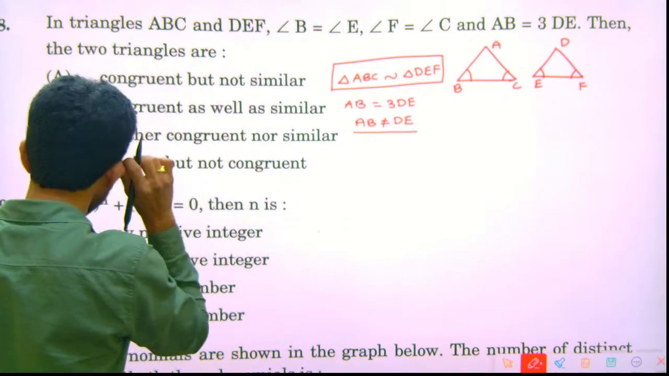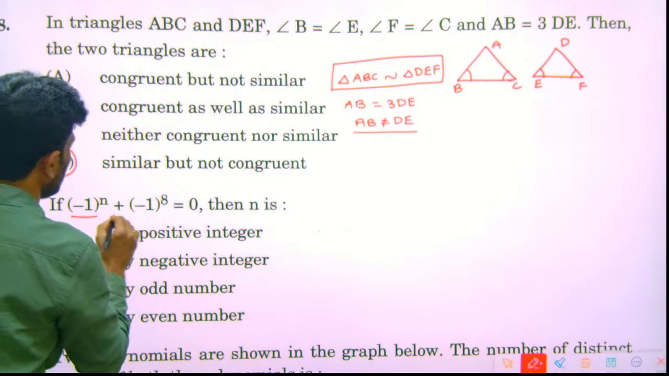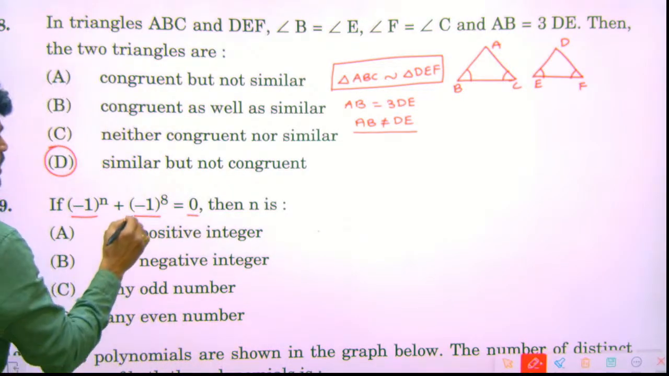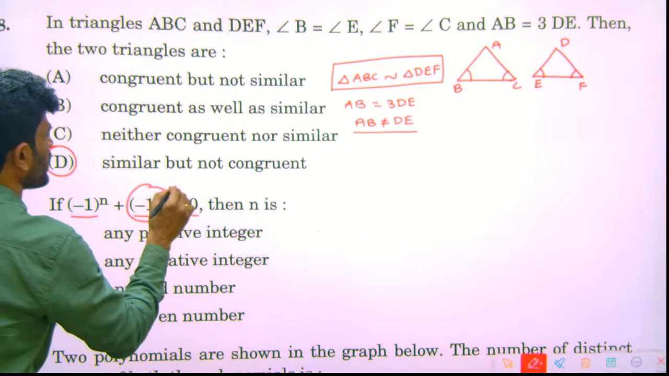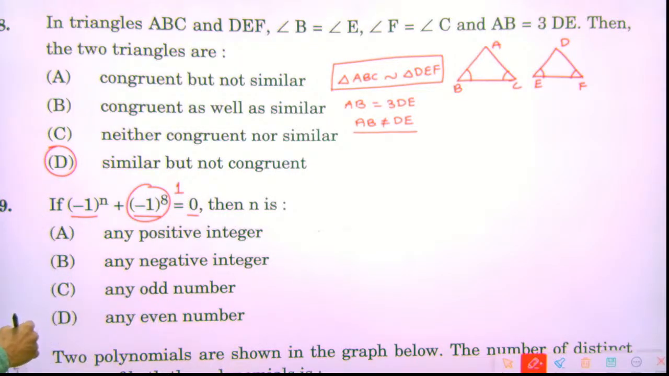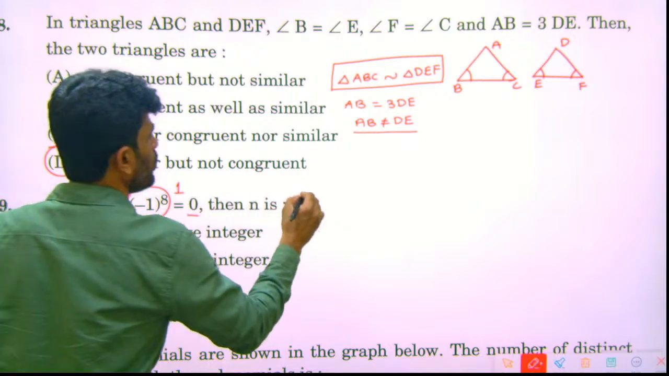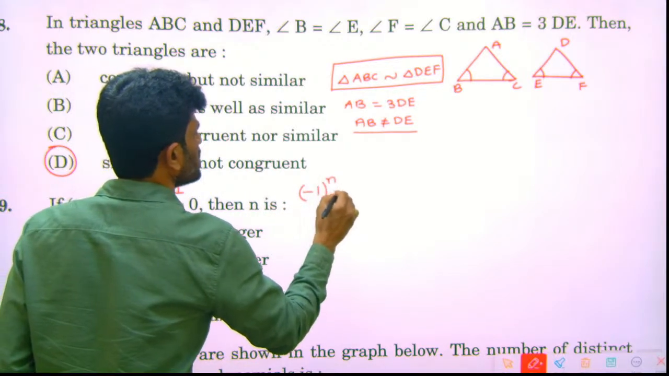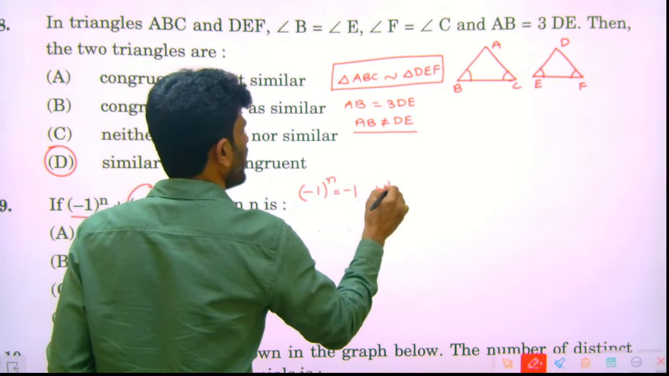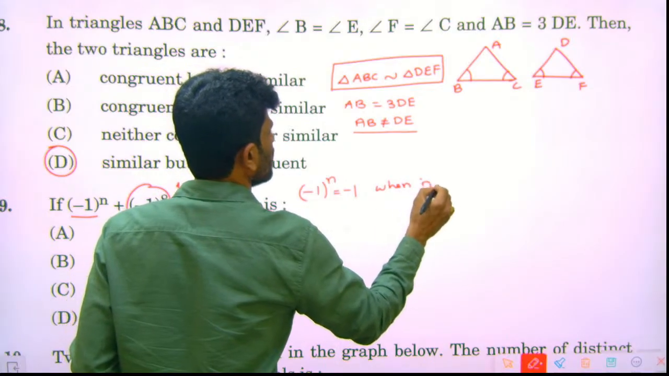Question number 9. We want this result to be equal to 0. Now we know the first result is 1 already, because minus 1 whole to the power of 8 is 1. Then the second result should be minus 1. Minus 1 whole to the power of n is equal to minus 1 when n is odd.